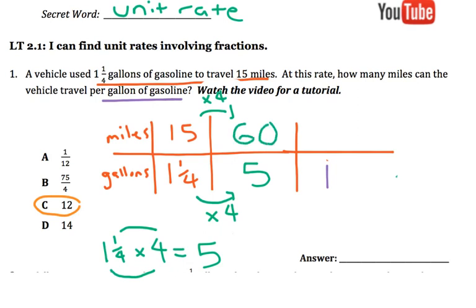And now I can just scale this back down to the unit rate by dividing by 5 and 5. So 60 divided by 5 again is 12, and it's 12 miles per gallon. So that would be another way that you could solve that problem. So I gave you two strategies.